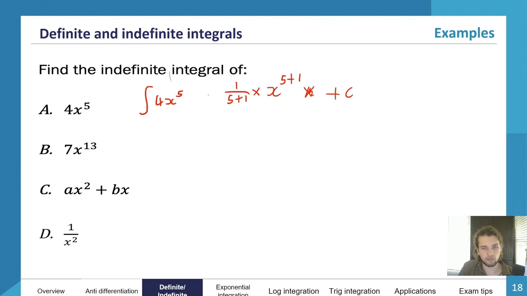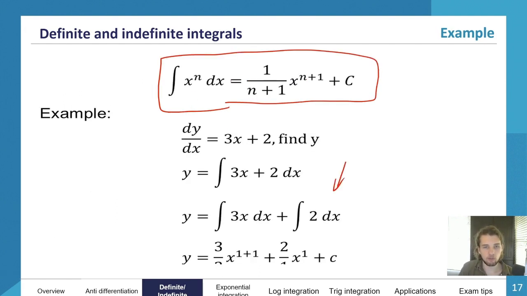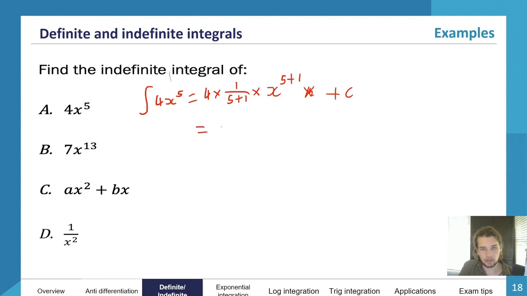Yep, we don't want to forget this 4. We have this constant value 4, and then we multiply it by our formula here, and that is equal to 4 over 6 x to the power of 6 plus c. And if we move the 4 outside, we could have everything in brackets as well. So the 4 gets multiplied by everything, but again, we don't write 4c because c just represents any possible value. So 4 times any value includes any value, so we can just keep it at c.